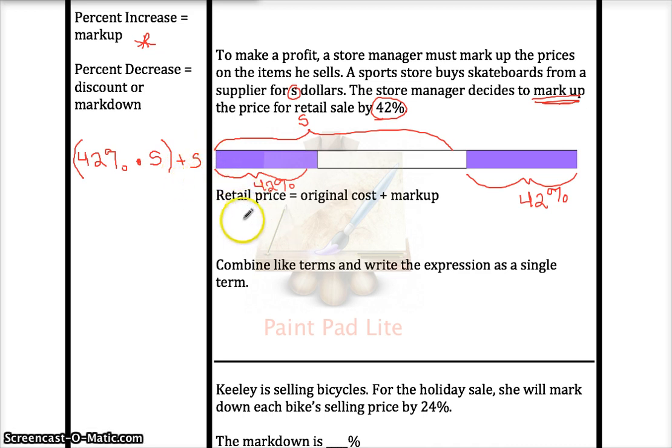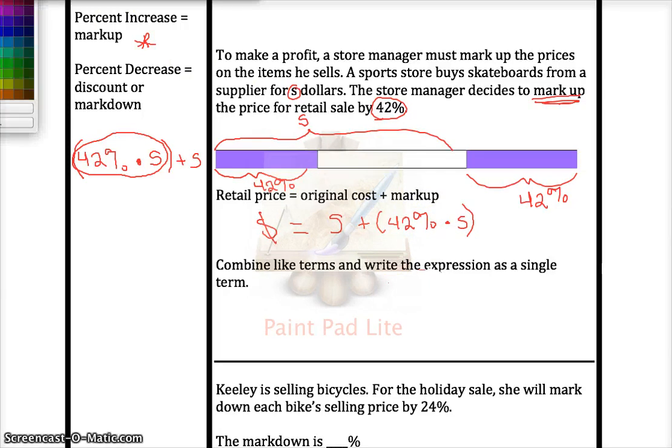So the retail price, the price we pay, is going to be the original cost, which was S, plus the cost of the markup. Well, the markup is this part right here, the 42% of S. So 42% of S, and then it says combine like terms and write the expression as a single term. So before we can do that, we have to ask ourselves, how can we get this percentage to be a number that we're typically used to seeing inside of expressions?